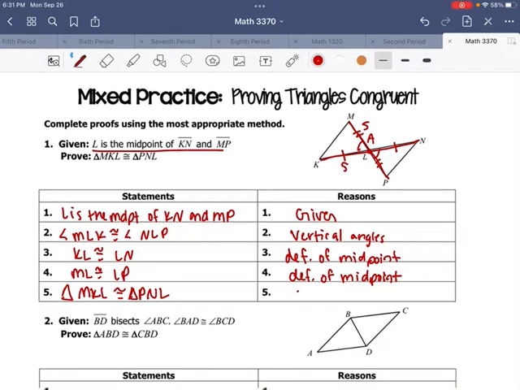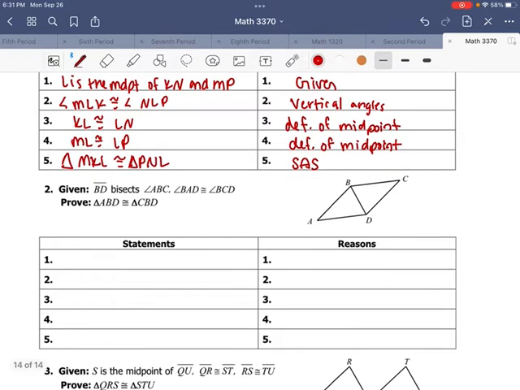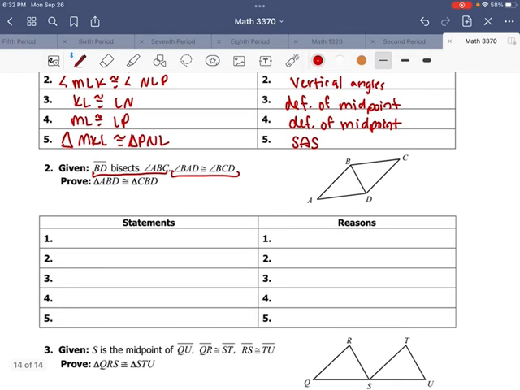Let's do another one. Now this one has two given statements. See the commas separate them. Here's one, here's two. So I'm going to start by writing those in the statement boxes. And I'm going to write the prove in the last box.